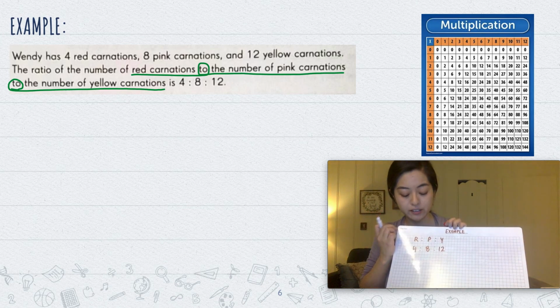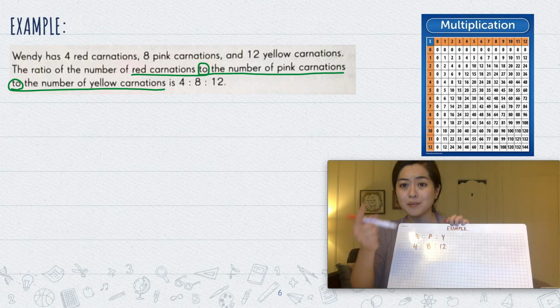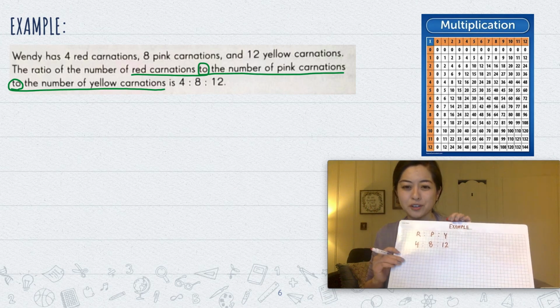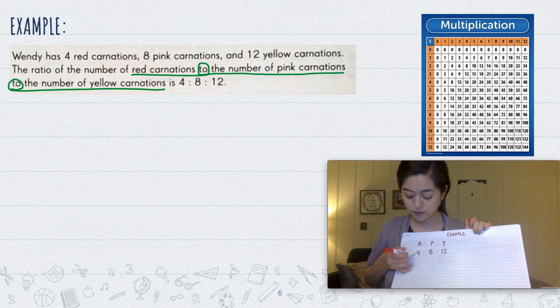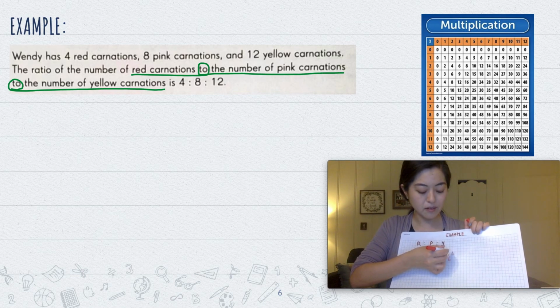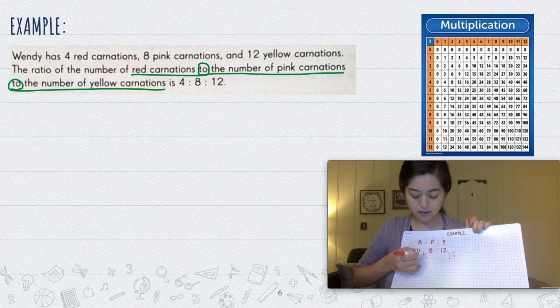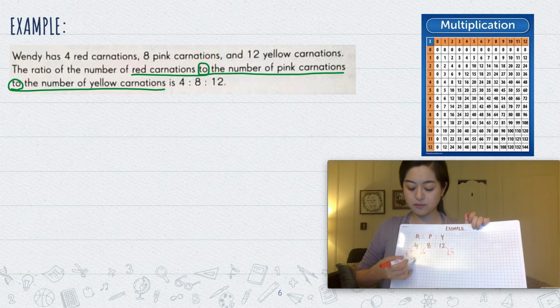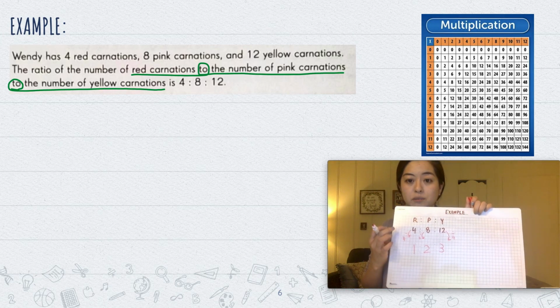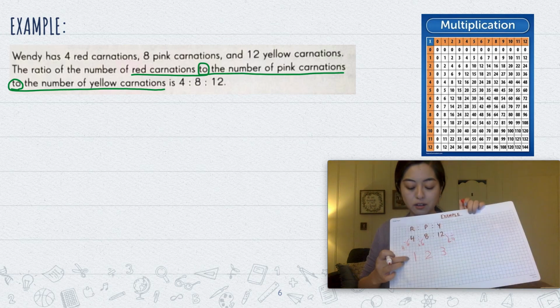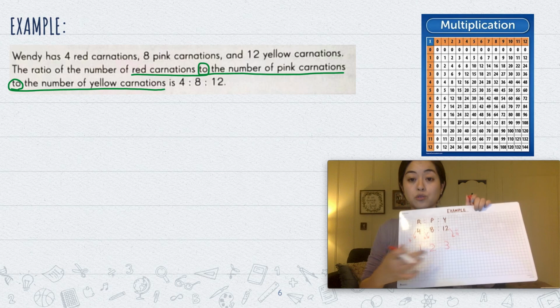So what's the common factor between 4, 8, and 12? I put a multiplication chart up there for you to help you do this on your own, okay? Well, I see 4 as a common factor, so I can divide by 4 for all of them. So I'm going to divide by 4, divide by 4. 4 divided by 4 is 1. 8 divided by 4 is 2. 12 divided by 4 is 3. So my simplified ratio is 1 to 2 to 3.